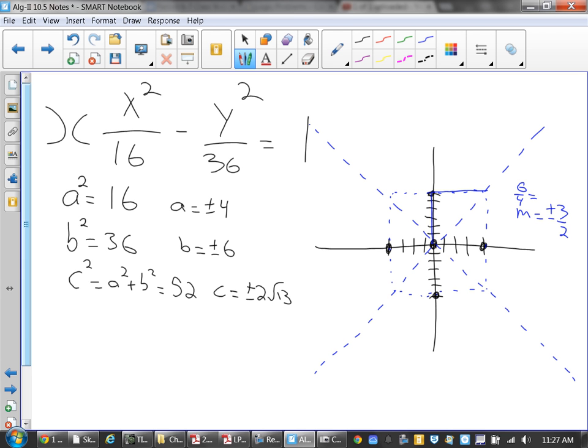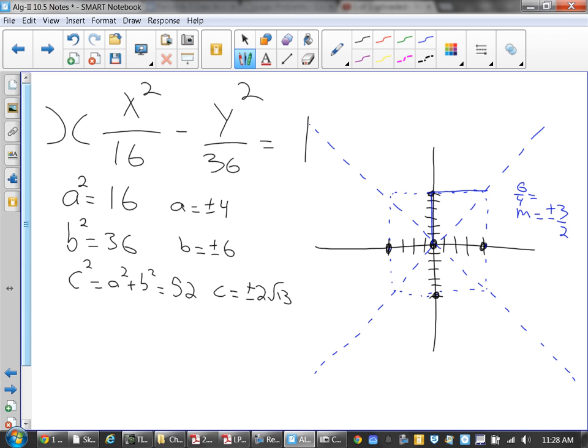Now, I know that in the book and in some of the generic formulas, they show you how to find the slopes depending upon which value it is, x squared or y squared. I've always found that it's just as easy to walk it, because you won't screw something up. I went up 6, I went over 4. Rise over run.